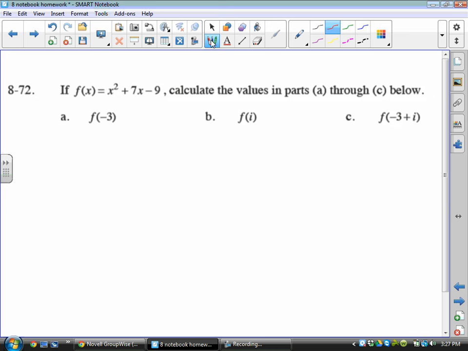So we're going to skip to part B here. I'm going to replace x with i instead. Now i is not just a different variable, it's a special variable. So I'm going to have i squared plus 7 times i minus 9.